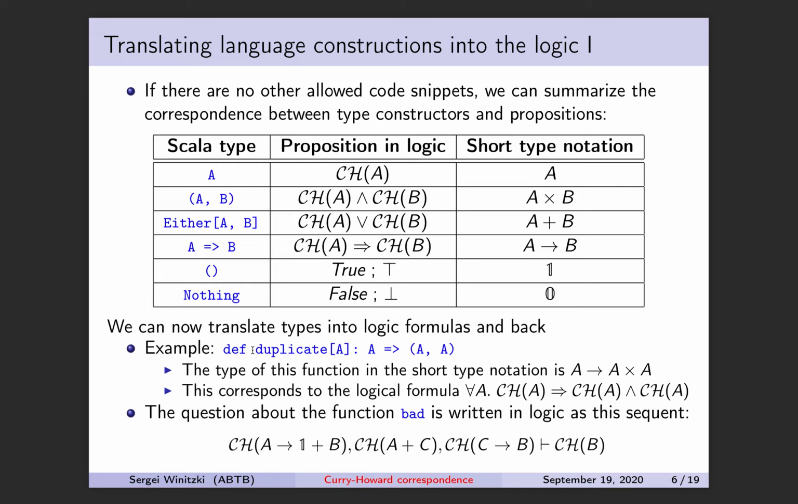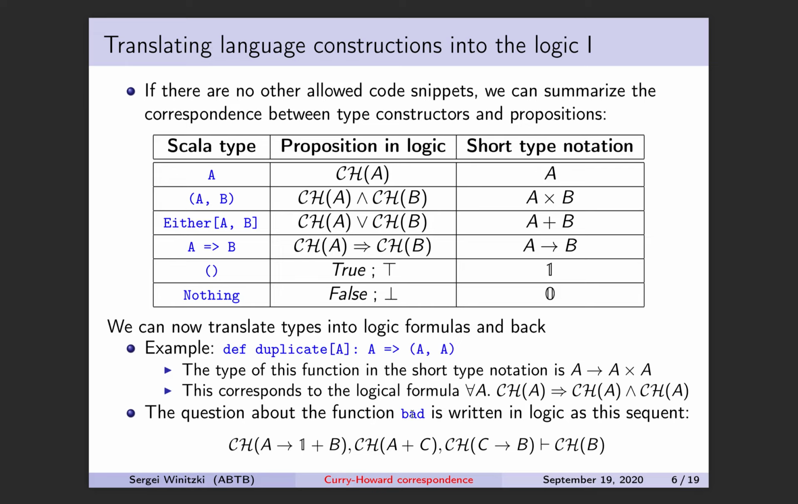So here's an example. In Scala, you have this function that duplicates its argument. So in the short type notation, its type is written like this. And in logic, its type is translated into the logical formula, which is that for all types A, if you have a value of type A, then you must have a value of type tuple AA, which is equivalent to having a value of type A and having a value of type A.